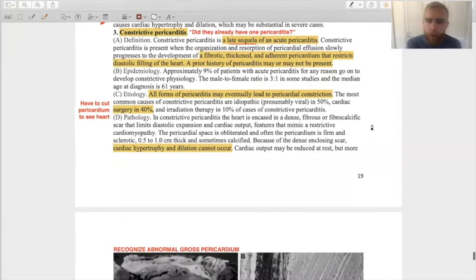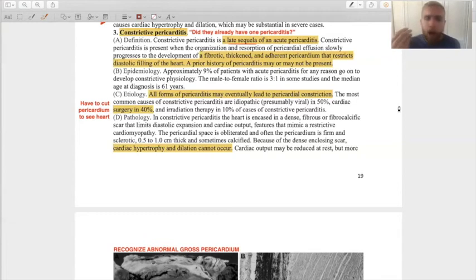So the easiest way to make this diagnosis is if the patient's already had one pericarditis, because then you know it's going to be a chronic pericarditis. And it says here in the text that constrictive pericarditis is typically a sequela of an acute pericarditis. And because this may be subclinical, this may present as the patient's first bout of pericarditis because they didn't know that they had it the first time.